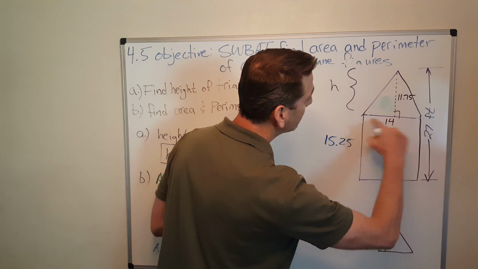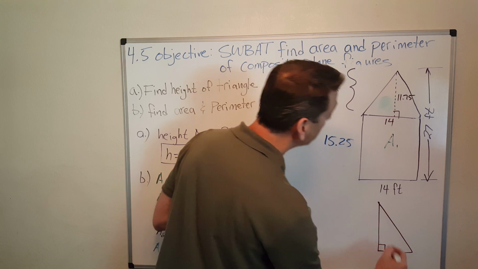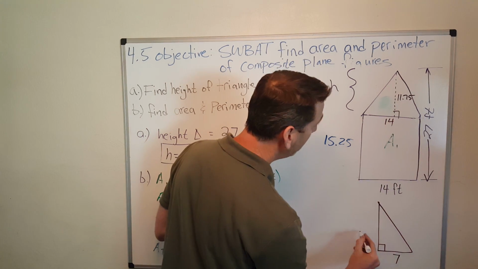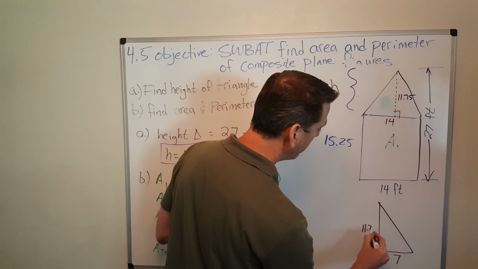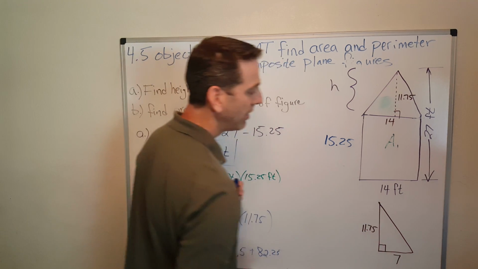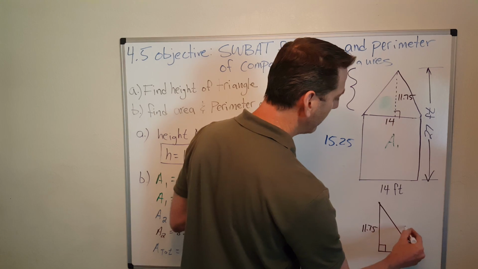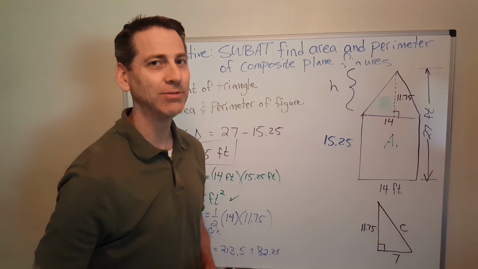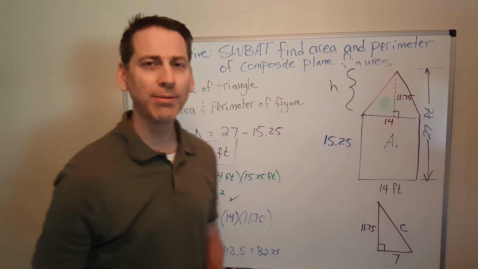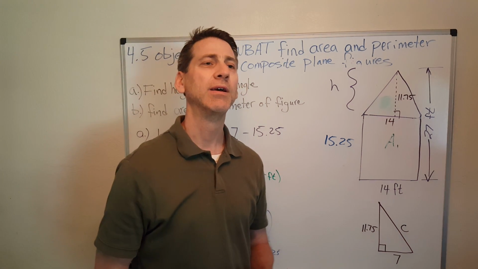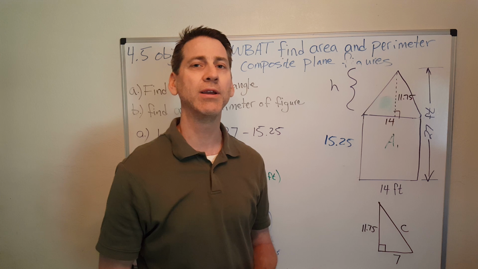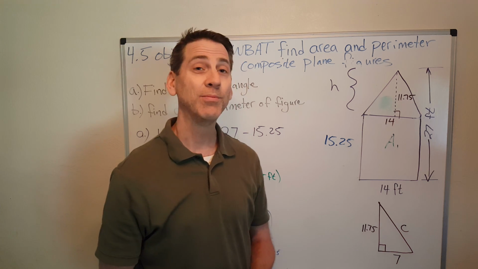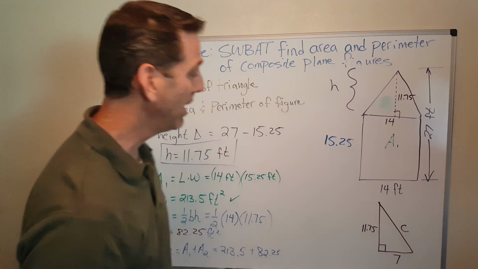well, half of 14 is going to be 7, right? Because the whole thing is 14, half's going to be 7. And the height is 11.75. And we need to know what that hypotenuse is. Do you remember how we find the missing side of a right triangle? Pythagorean Theorem. You got it.